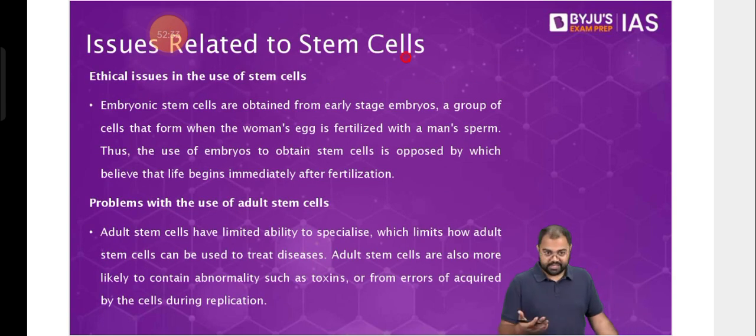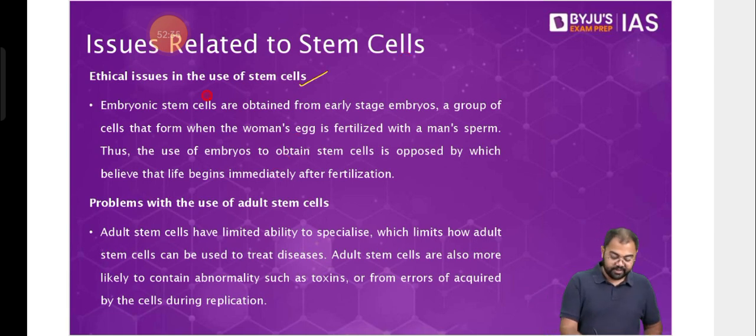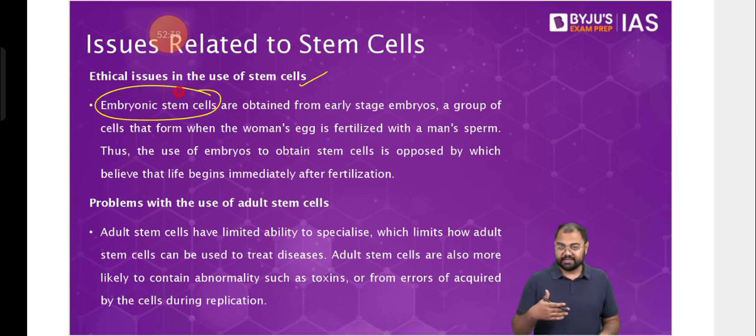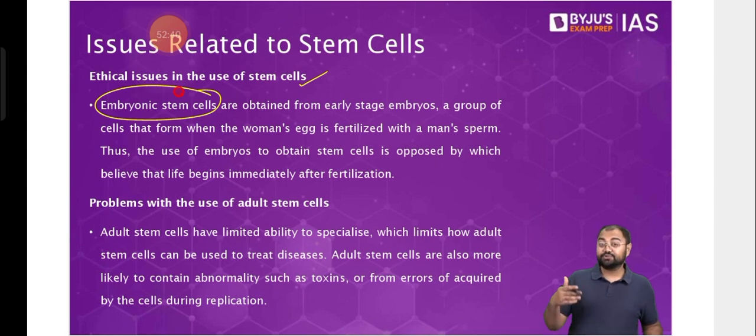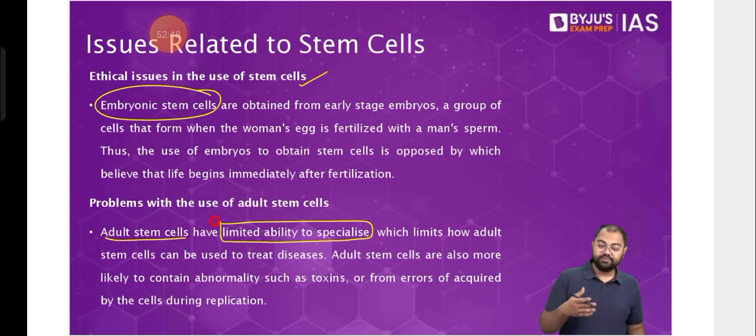Now, coming to some of the issues that are related to stem cells. First, the ethical issue, especially when it comes to the use of embryonic stem cells. We discussed this: it can create legal issues, ethical issues, and commercialization of embryos is possible. So we have to understand all those issues with embryonic stem cells. The problem with adult stem cells is that they have a limited ability to specialize. So you cannot really use adult stem cells as much as we could have used embryonic stem cells.